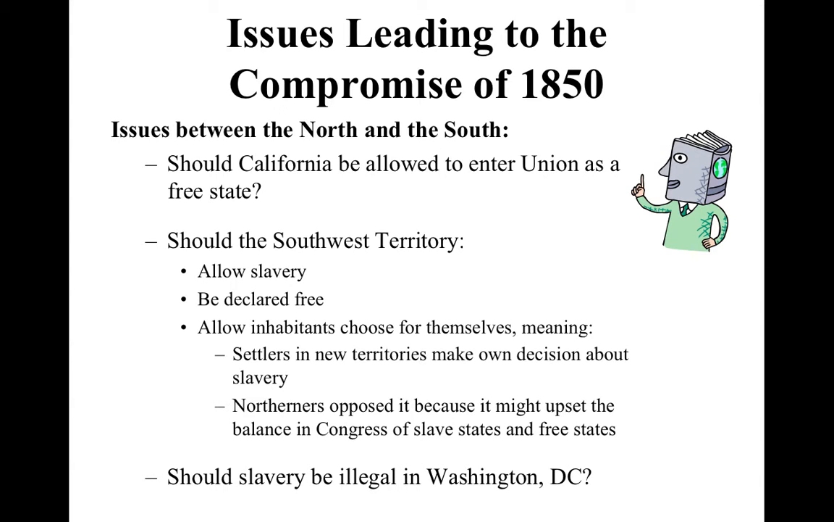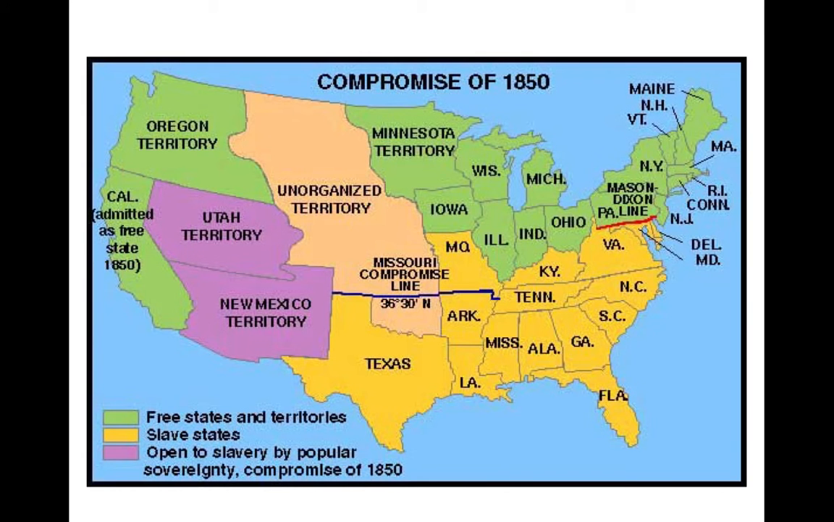And then finally, should slavery be illegal in Washington, D.C., in the nation's capital? From the founding of Washington, D.C., slavery had been allowed in the capital. Of course, Washington, D.C. was surrounded by Virginia and Maryland, both slave states, so it made sense from that perspective. But the northern representatives in D.C. did not want slavery in the capital.